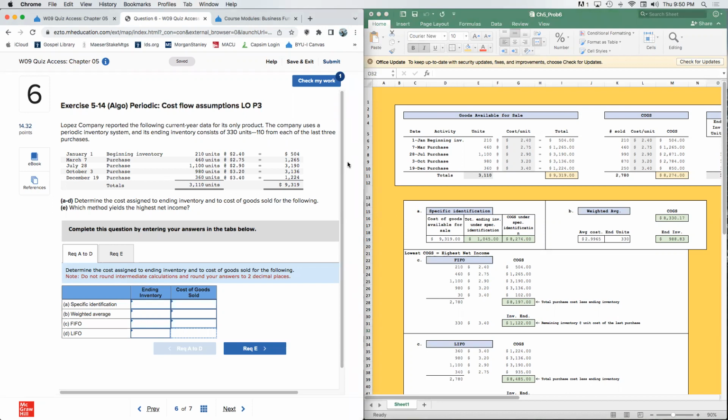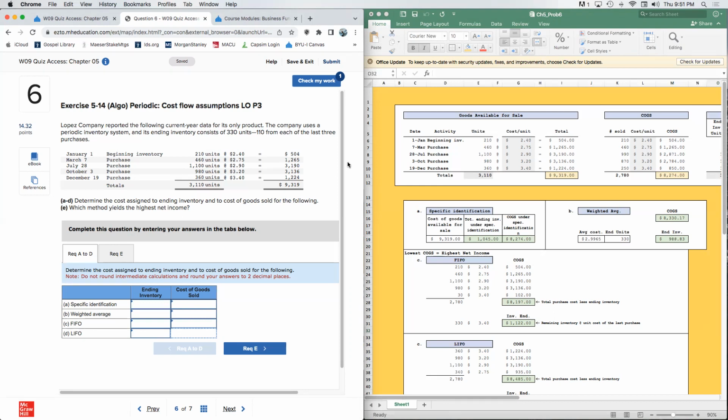The company uses a periodic inventory system, and its ending inventory consists of 330 units, 100 from each of the last 3 purchases. And we have a little diagram there with each purchase, including the beginning inventory, the dates, and costing for each purchase, and the total. What this question wants to know is the ending inventory costs and the cost of goods sold for each of the costing methods we've discussed.